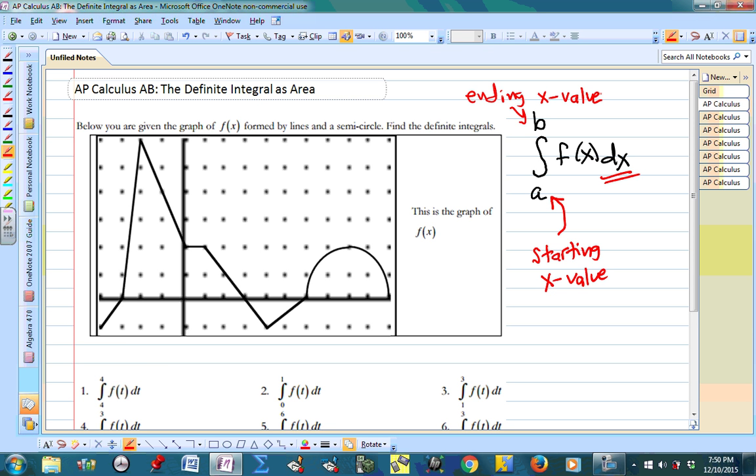The integral from 2 to 5. Okay, so let's get started. We'll look at this graph and we'll look at some of these problems together.